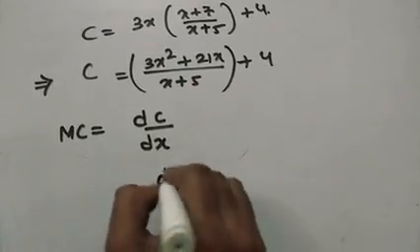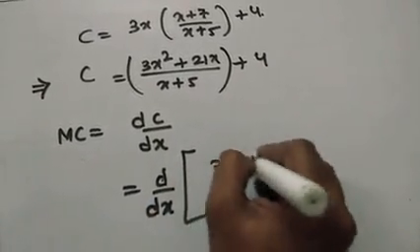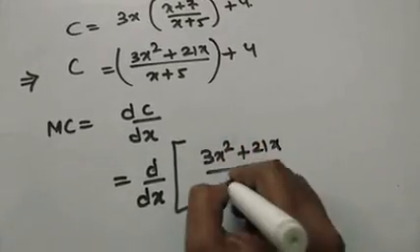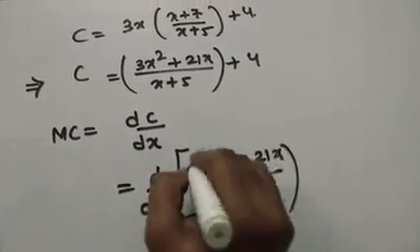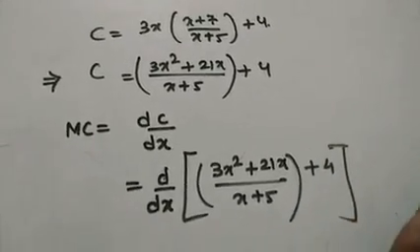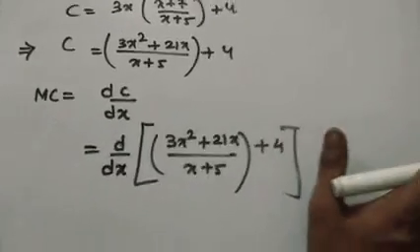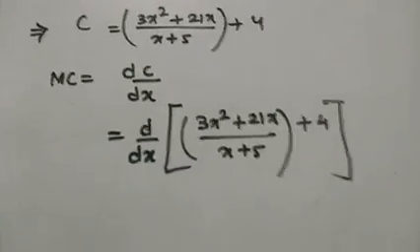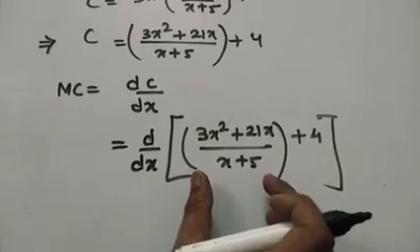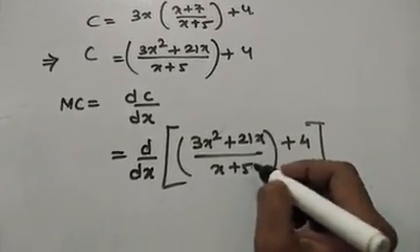That is d by dx of (3x square plus 21x) by (x plus 5), plus 4. Now 4 is a constant and we know that the derivative of a constant is 0. So this part will vanish. For this particular bracket part, you can see that there is division. So we have to use the division rule.